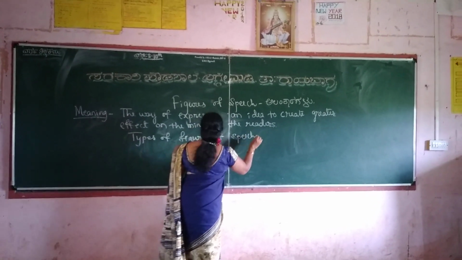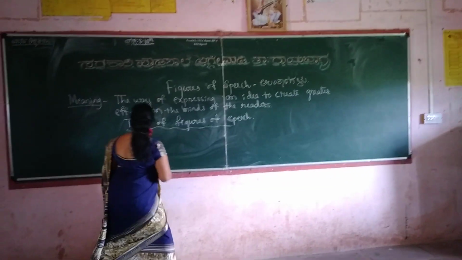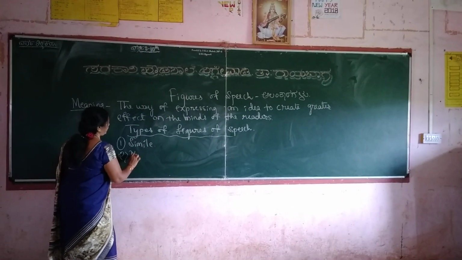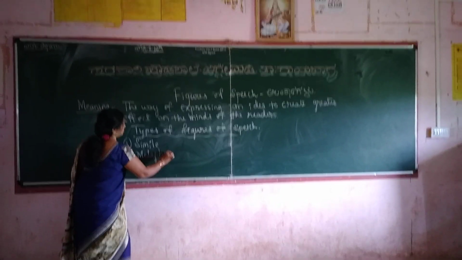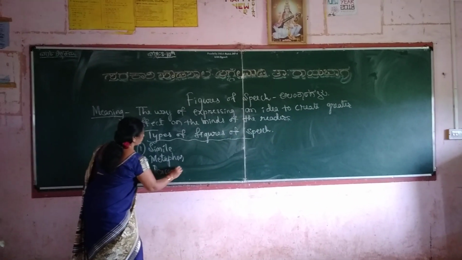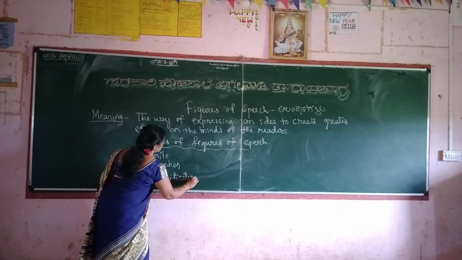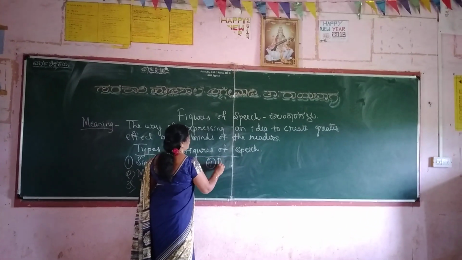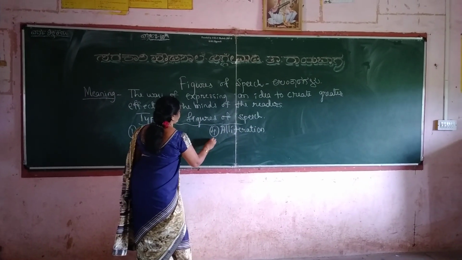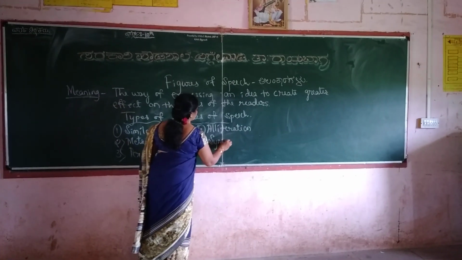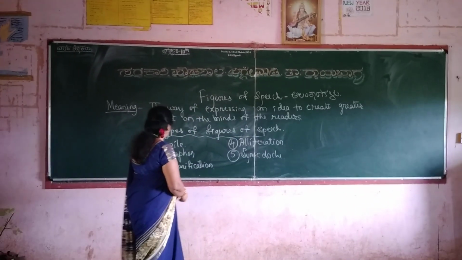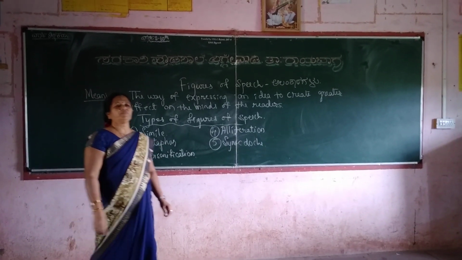Types of figures of speech. Which are they? First one, simile. Second one, metaphor. Third one, personification. Fourth one, alliteration. Fifth one, synecdoche. Like this.